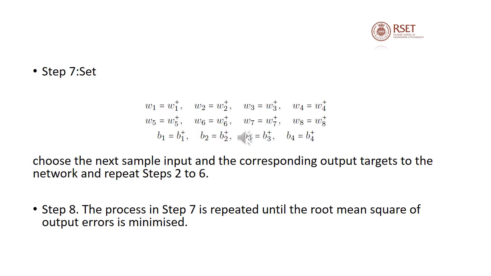In step 7, set the different weight values, that is W1 is equal to W1 plus, W2 is equal to W2 plus, similarly for all the weights and bias. So our aim is to choose the next sample input and the corresponding output target for the network and repeat steps 2 to 6. Finally, the process in step 7 is repeated until the root mean square error of the output, that is the output error, is minimized. So we can stop this iteration.